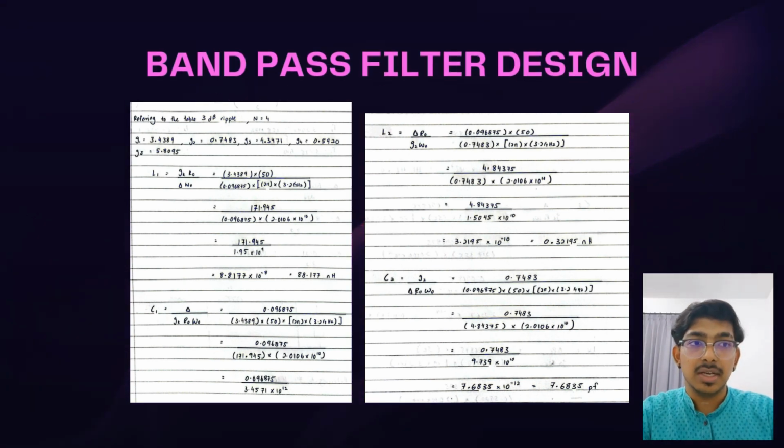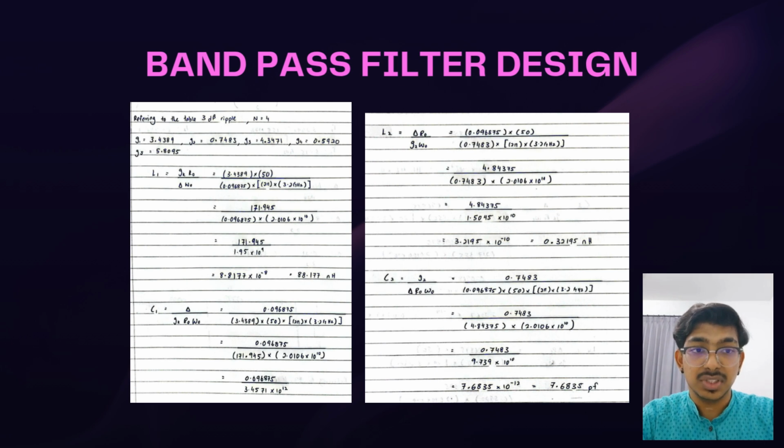Okay, in the next two slides, I would like to explain the calculation for the bandpass filter. This slide shows the calculated component values for the final bandpass filter circuit. Using the frequency transformation equation, the inductance and capacitance values for each resonator are calculated based on the normalized prototype values. Each resonant section consists of an inductor and capacitor that work together to resonate at the required operating frequency.